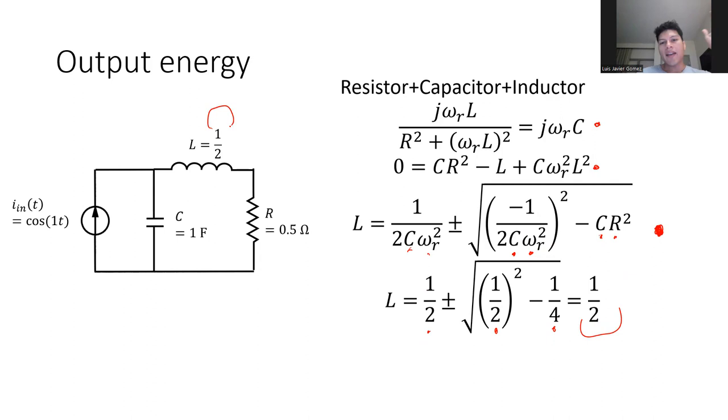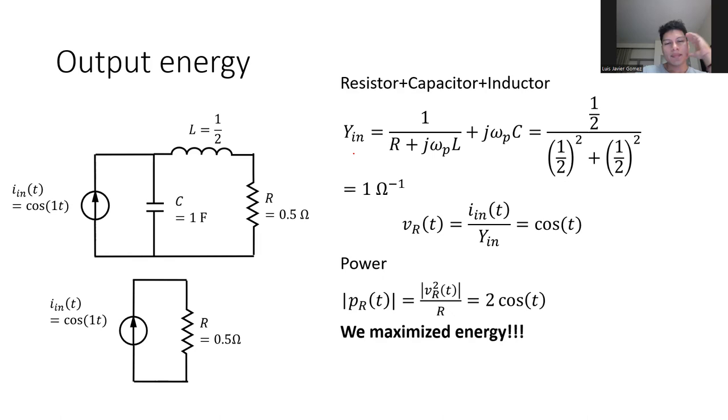And what ends up happening is that if I look at the input admittance, once I plug in all the numbers, this is the input admittance. And once I plug in all the respective numbers, so one for the source, 1/2 for L, and then one for the capacitor, I actually get that the input admittance is 1 ohm. And the voltage across the resistor is actually cosine t. And then when I try to evaluate the power delivered, I get 2 cosine t.